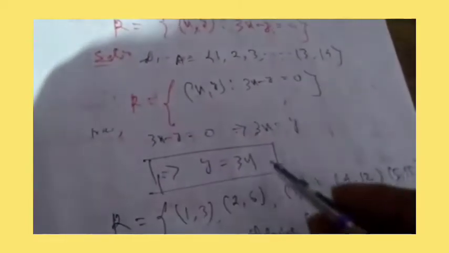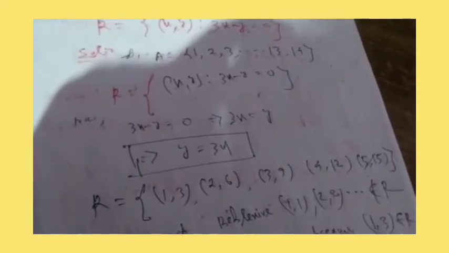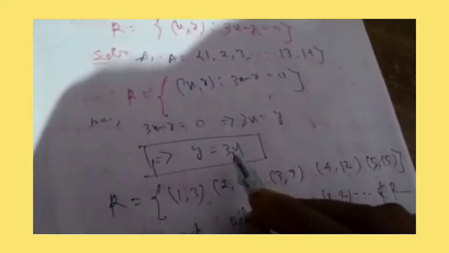Now we put values for x, and we have to take values of y up to 14 to get the ordered pairs, and after this we cannot take others. We cannot take a value which is more than 14. Let's see here, in place of x we put 1 and y is 3, put 2 and y is 6, 3 gives 9, 4 gives 12.